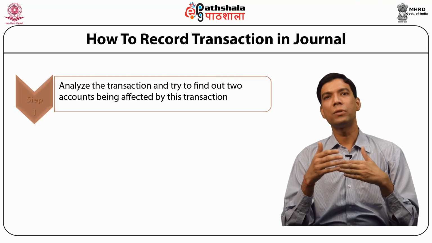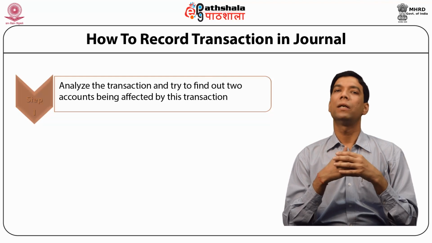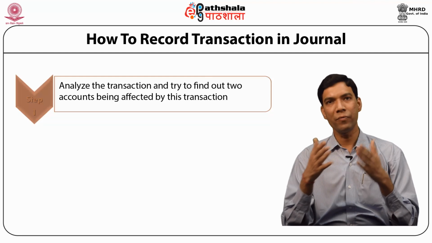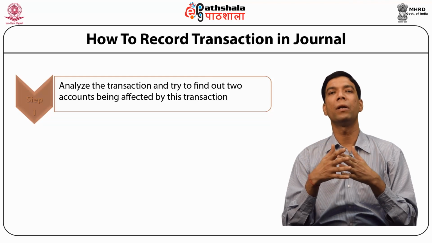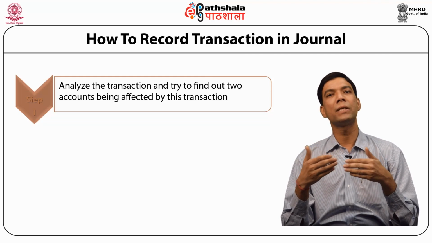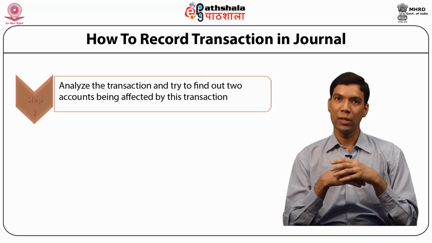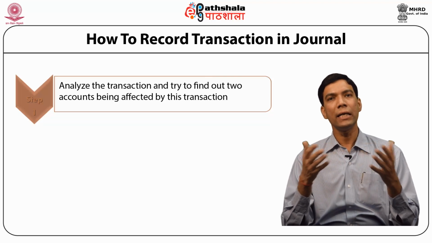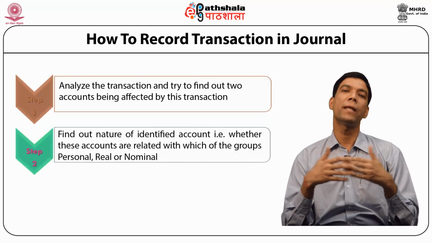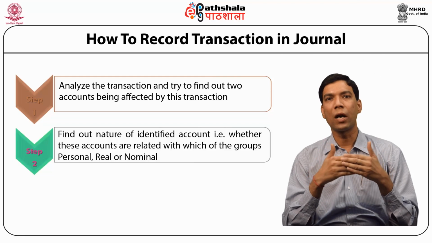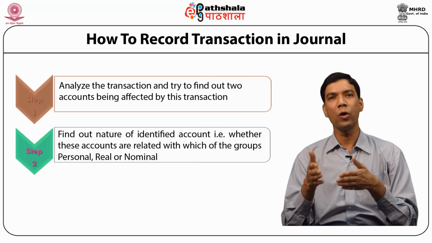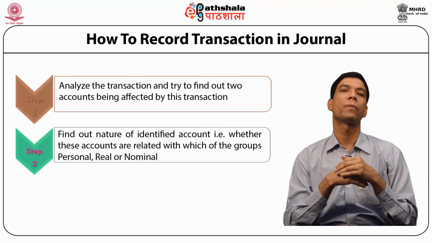The 2 accounts may be from the various accounts which we have already discussed. They may be real, personal, or nominal, or a combination of accounts as well, like real and personal, real and nominal, or any other combination. So under the second step we have to identify which 2 accounts are affected, and whether they are related to real, personal, or nominal accounts, or a combination.